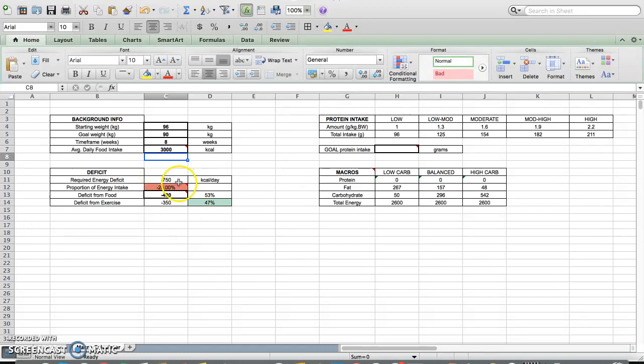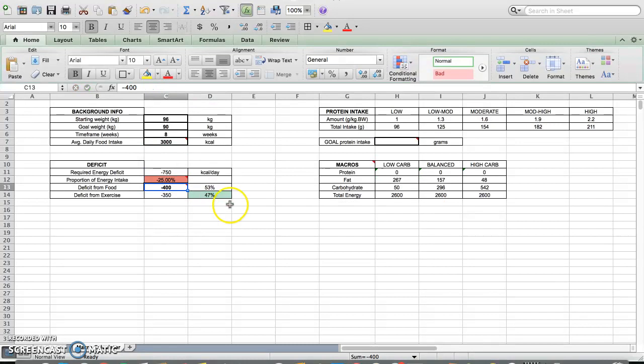So the required energy deficit is going to be 750 calories per day. Now this is going to be a negative number because obviously that's energy that's going to be coming out of the body and being burnt. So it's a negative number. Doesn't make too much of a difference for now. What's interesting is that we can also look at the deficit as a proportion of your overall energy intake, or the average daily energy intake. So for me, it's going to be 25%. This is towards the upper end, but it's not super high. Let's not mess with that.